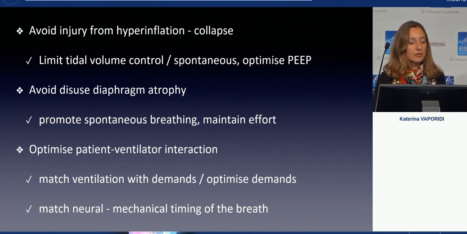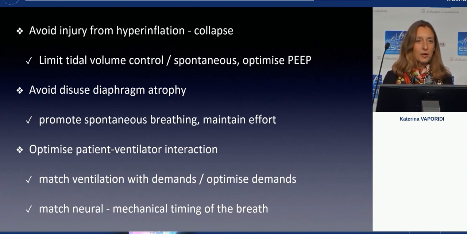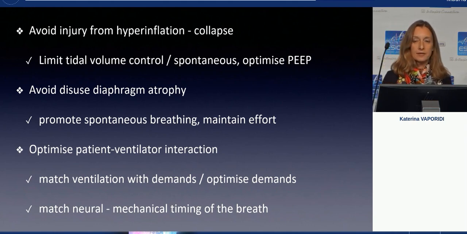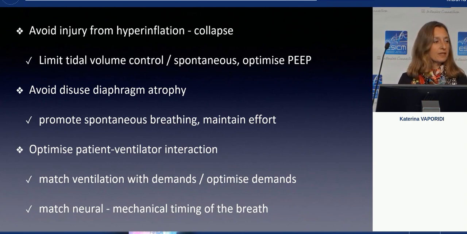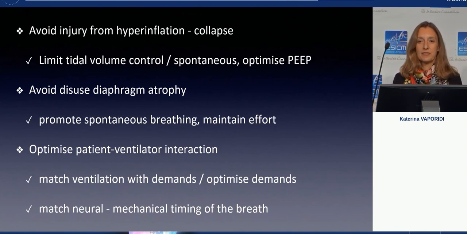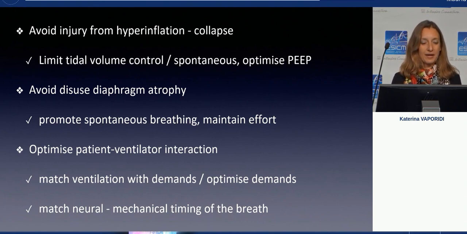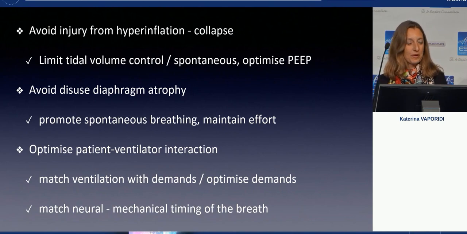Optimize patient-ventilator interaction. We have to match ventilation with demands, and on top of that, we have to optimize these demands, not too high, not too low. We have to match the neural and the mechanical timing of the breath. Well, if you think about it, if you were 70 years ago in Copenhagen during the polio epidemics, you would have to manually ventilate patients for about 6 months. Now you sit in the comfort of your ICU and the modern ventilator is doing that for you. So this is a short list compared to that, what you have to think about.